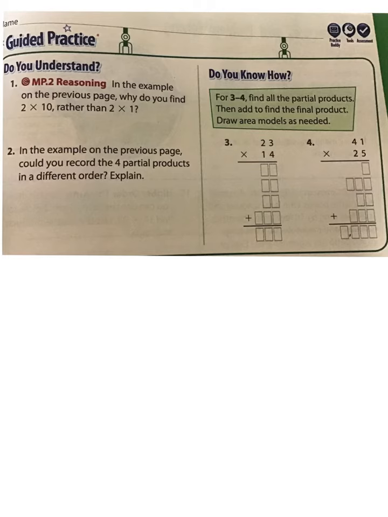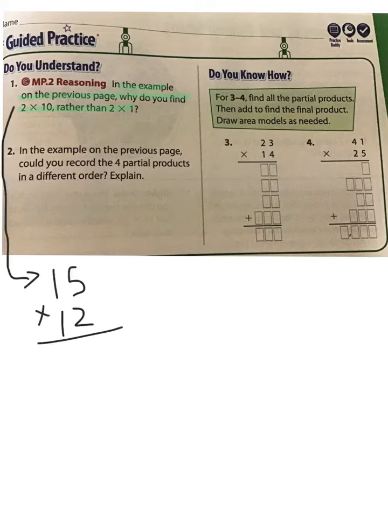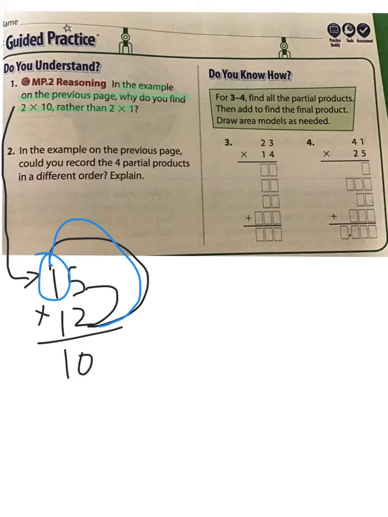Let's do the guided practice together. Number 1. In the example on the previous page, why do we find 2 times 10 rather than 2 times 1? On the previous page, we did 15 times 12. So the reason why we found 2 times 10 rather than 2 times 1 is because first we had to find 2 times 5, which is 10. Then they're asking, why did we do 2 times 10 and not 2 times 1? Well, the reason why we did 2 times 10 is because this one right here really represents a 10, not a 1.